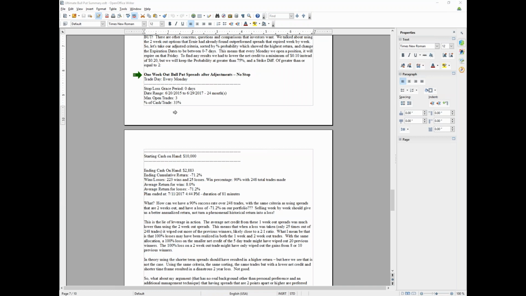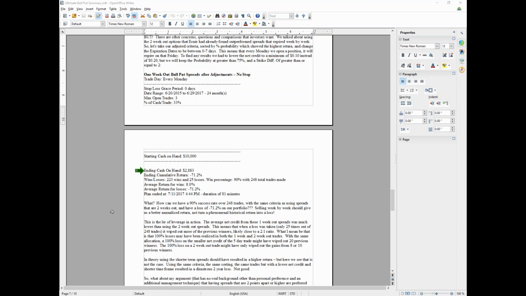So these are using the 2-point spreads only 1 week out in time. Ernie already found that the spreads 2 weeks out perform better than the 1 week out, because you do get a better net credit, which means you minimize the losses. Taking that same stock criteria, using 2-point spreads, and going week by week, every 5 days, opening on a Monday for the 5-day trade, allocating $10,000, or 3%, to each trade of a $100,000 account, the ending cash amount of the investment was a loss of 71.2%.